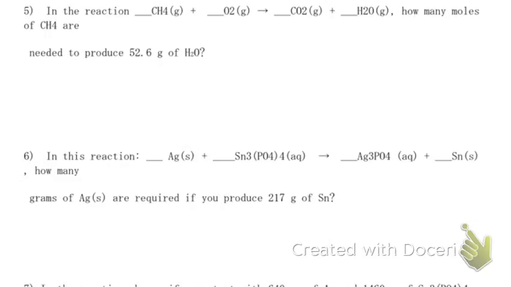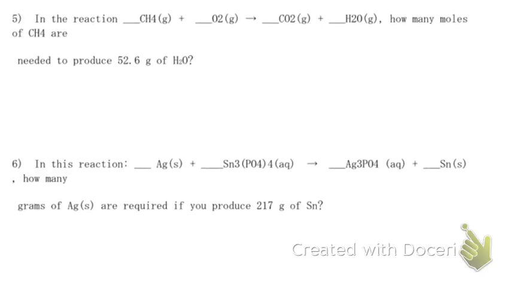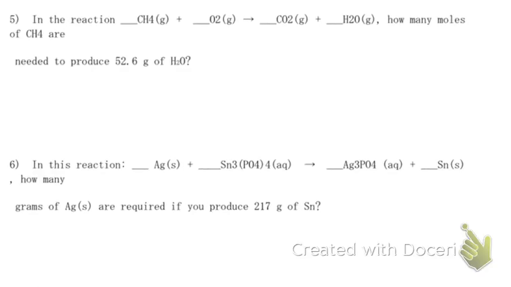Alright, so next we have problems 5 and 6. Problem 5 looks like we're going from grams to moles. So I'll start off with my lonely number, 52.6 grams of H2O. This looks like it's going to be a two-step dimensional analysis problem.